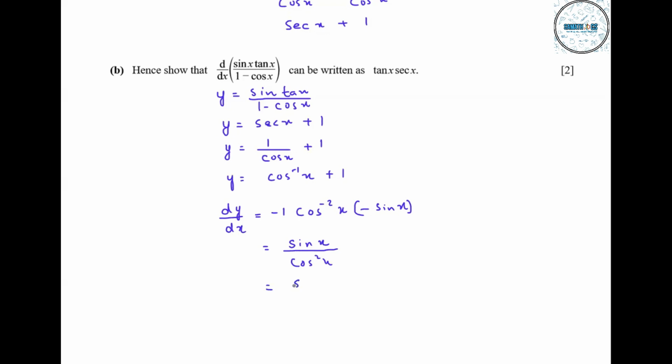Then we can write sin x upon cos x and 1 upon cos x. So sin x upon cos x will become tan x, and 1 upon cos x will become sec x. So we have proved that this can be written as tan x sec x.